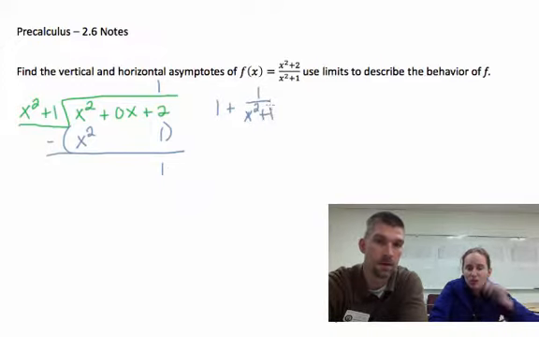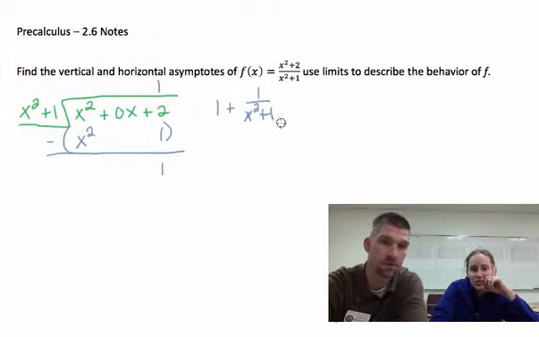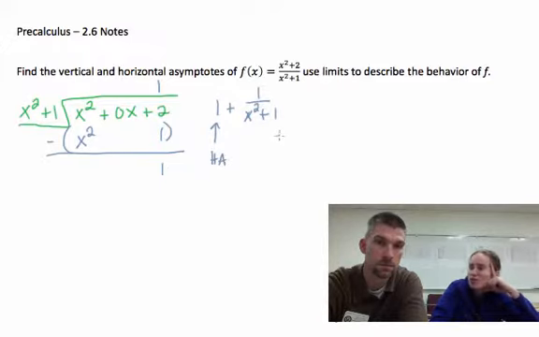So that's actually a little easier to look at. It gives us a better idea. What's happening here is that this number that we got in front, this 1, is telling us what our horizontal asymptote is, because we're shifting up 1 unit. And so we can say our horizontal asymptote is at y equals 1.